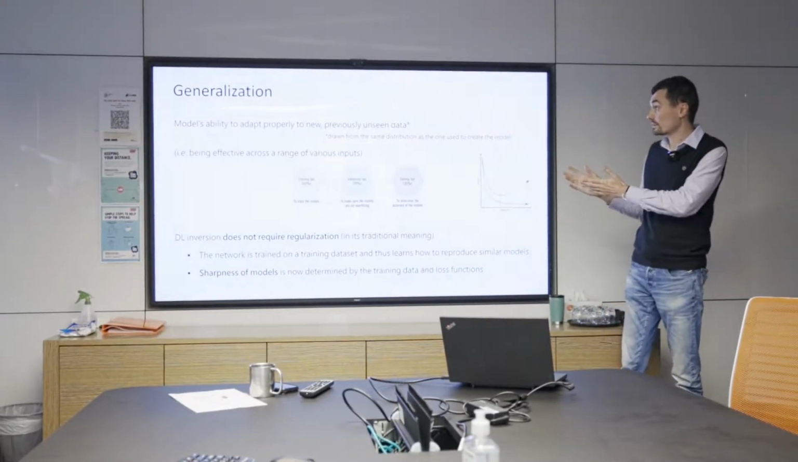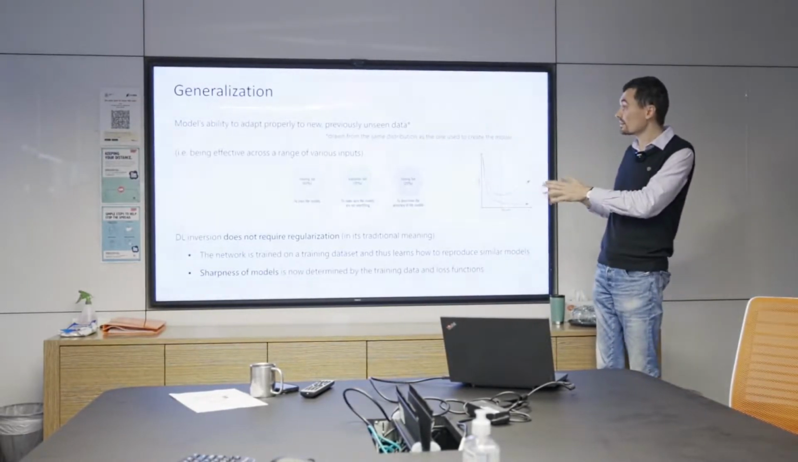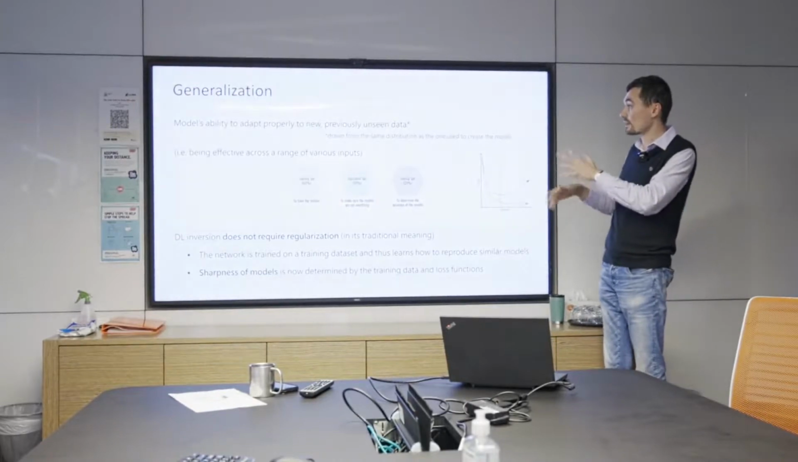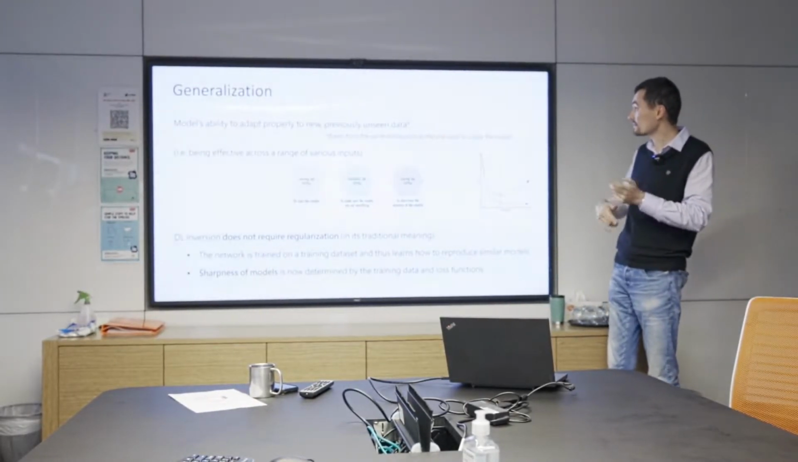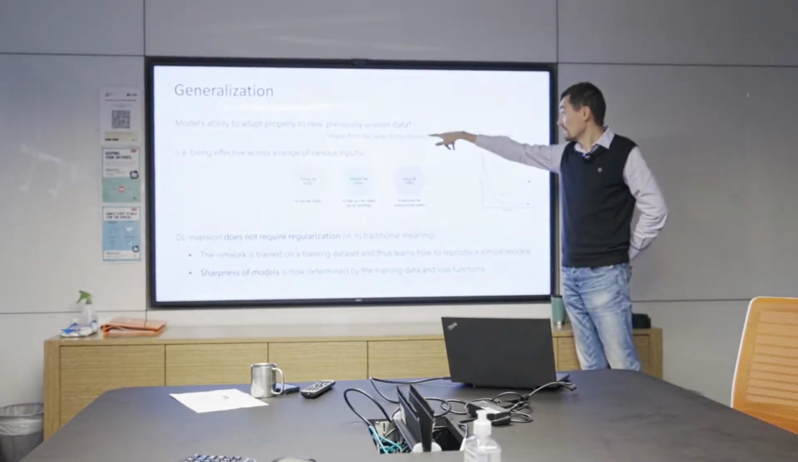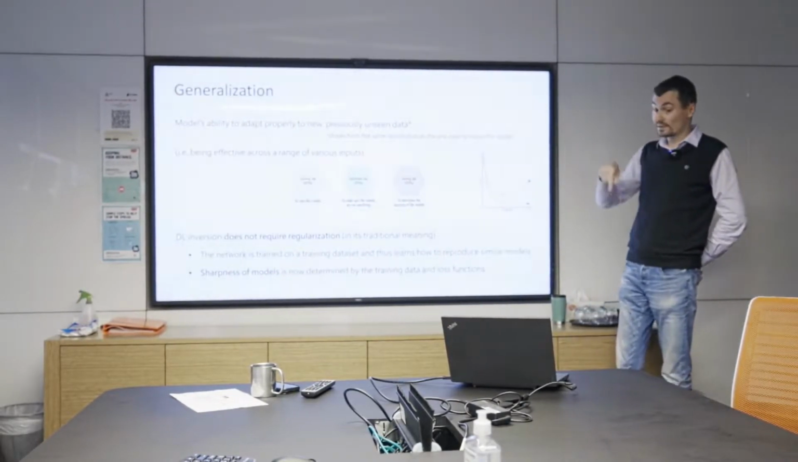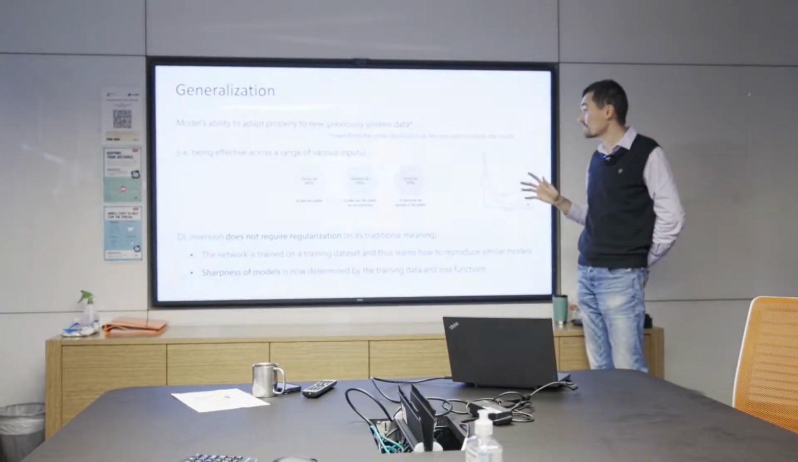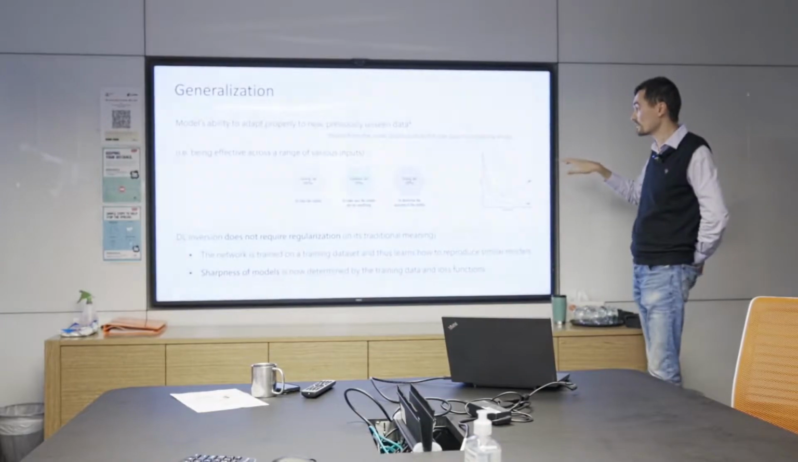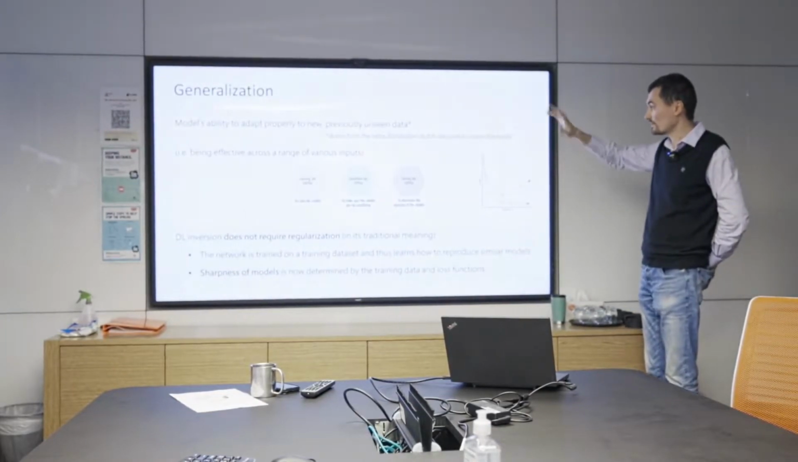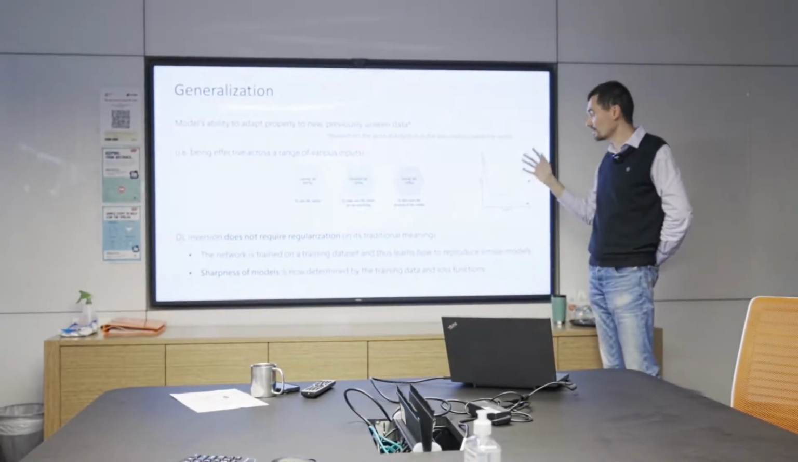Obviously, as a data-driven method, everything depends on data. So we have this problem of generalization: how a model can adapt to new, previously unseen data. Sometimes people mention that the data is actually drawn from the same distribution as the training data, and it's much easier. But in any case, the model has to be effective across a range of various inputs.